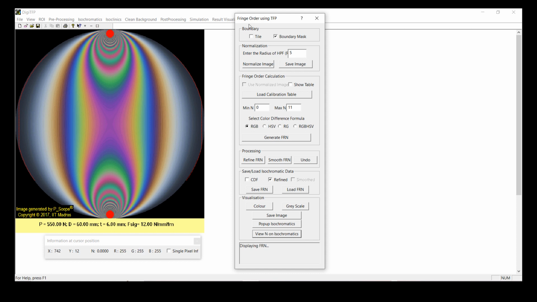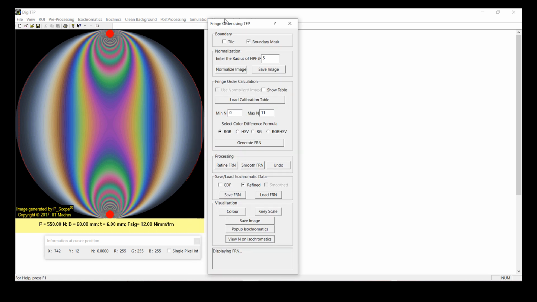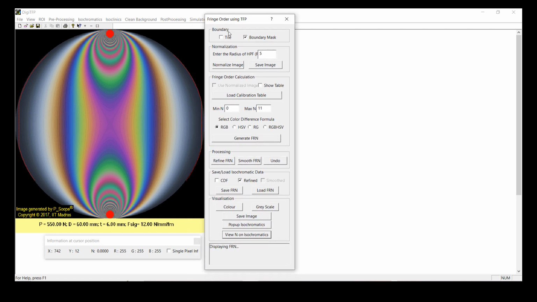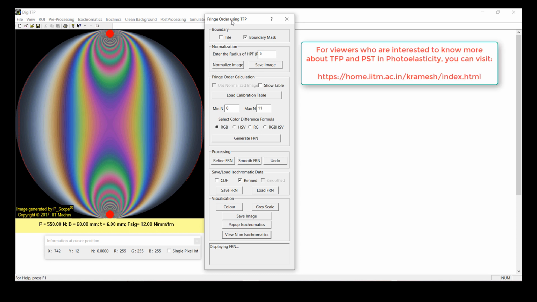So this is just a basic demonstration of how TFP is done using this software, which was developed at the Digital Photomechanics Lab at IIT Madras. This has further functionalities on performing TFP and phase shifting techniques.